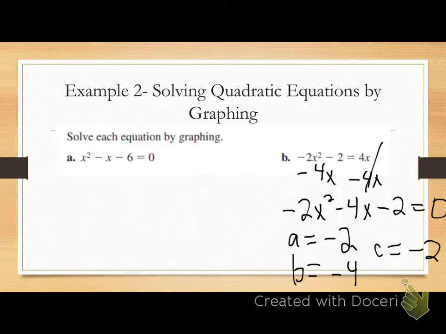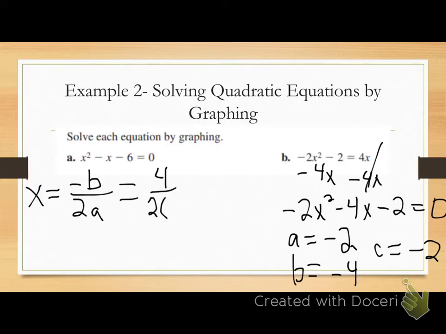Can anyone raise your hand and tell me the formula for my axis of symmetry from yesterday? Negative B over 2A. Opposite of B over 2A. What's the opposite of my B in this case? Positive 4. Opposite of negative 4 is positive 4.